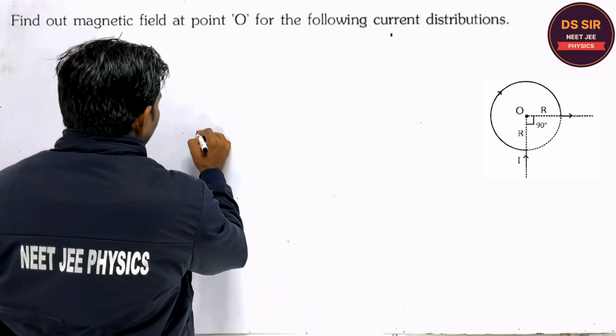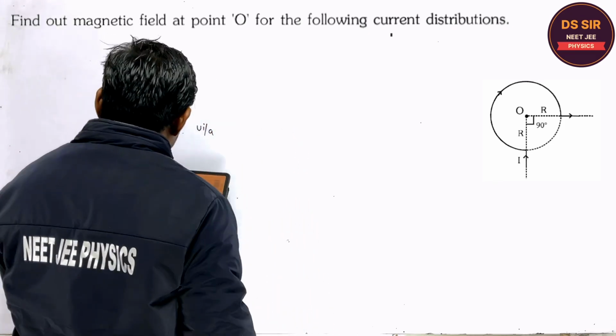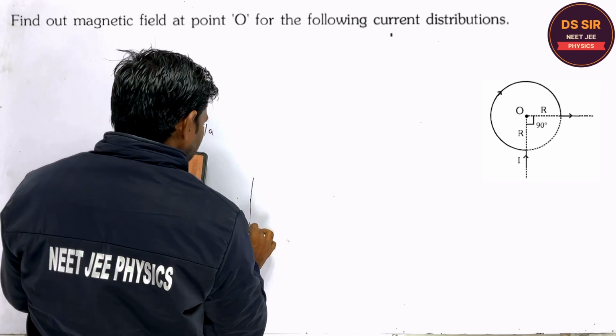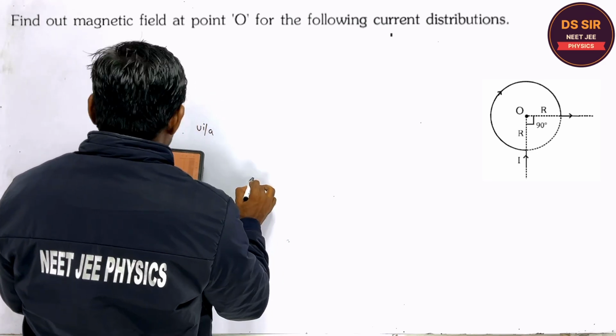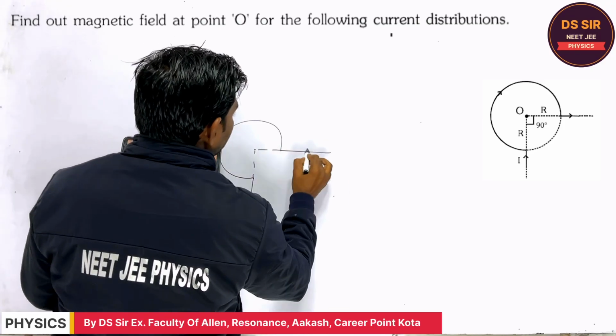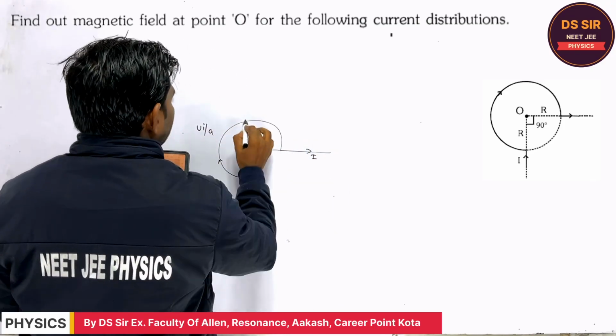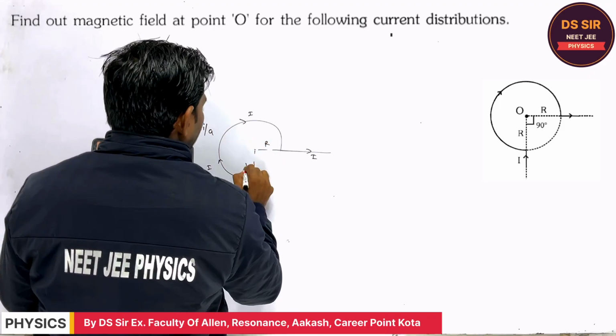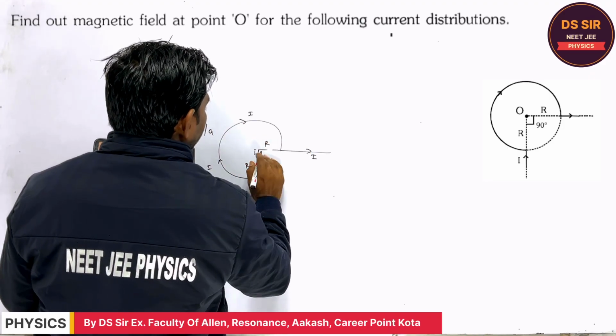Okay, so this is the fourth part. This is the current carrying wire, and this is the circle, three quarters of the circle, and this is the current I. This is R and this is R. This is 90 degrees.